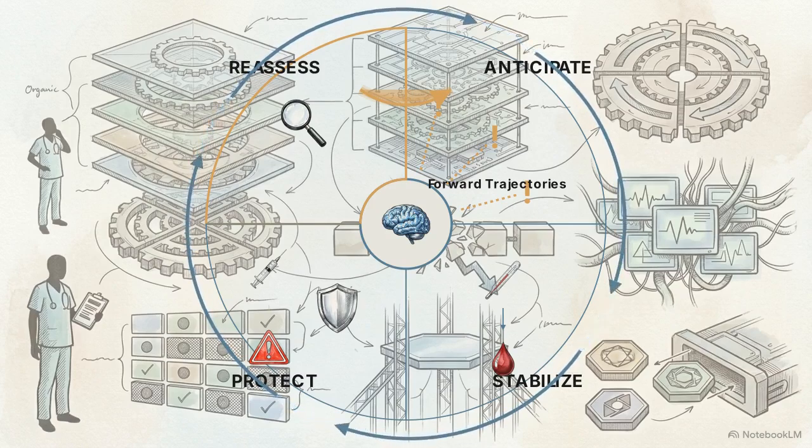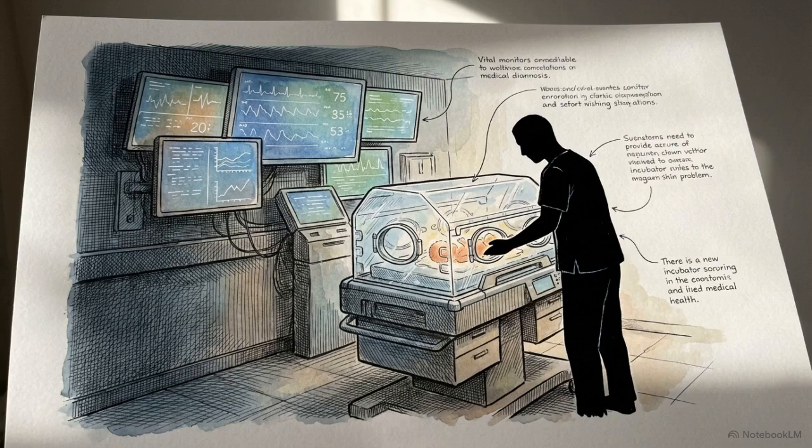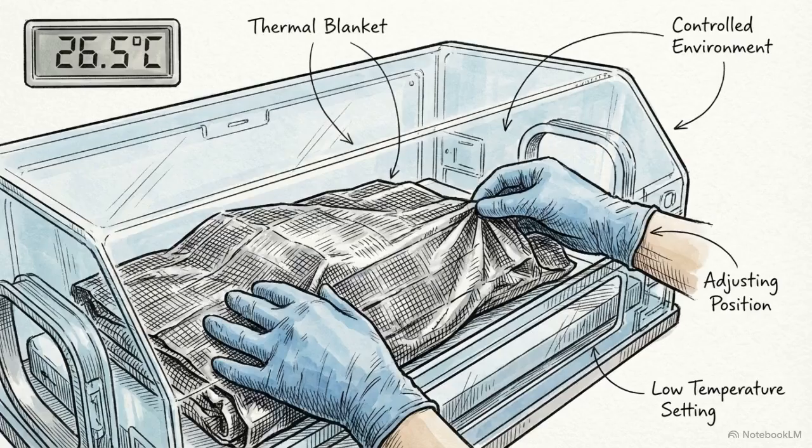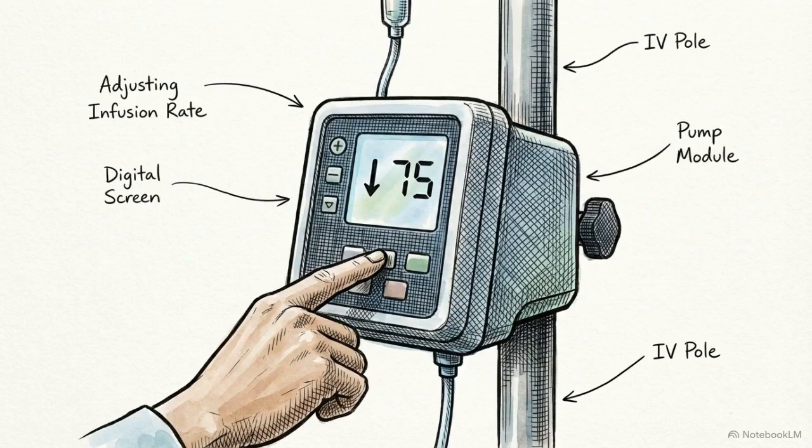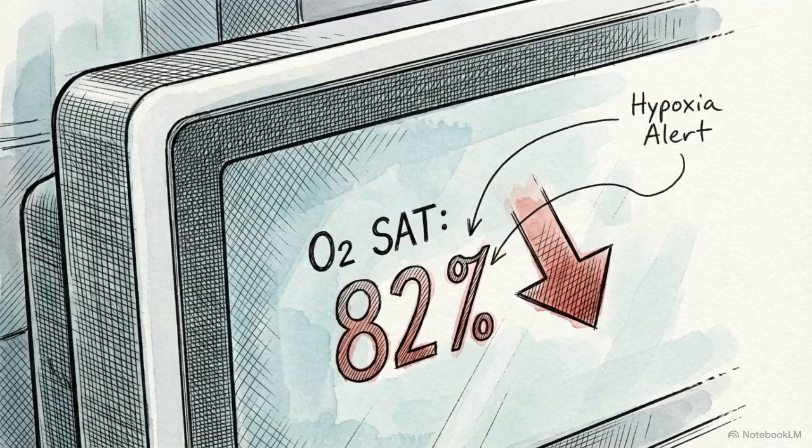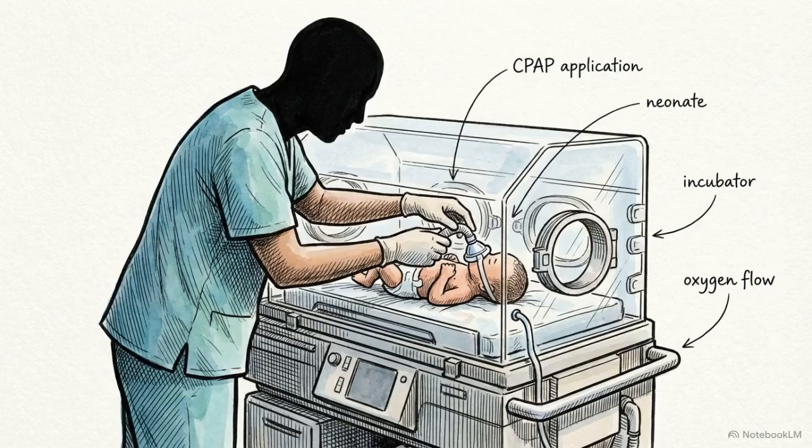To see how this functions in practice, we can track the timeline of a deteriorating septic 32-week infant. In the first 30-minute cognitive loop, anticipating sepsis risk leads the nurse to stabilize the infant's temperature. Simultaneously, in the protect phase, they restrict bolus fluids to avoid secondary volume overload in premature lungs. Moving into the second 30-minute loop, a reassessment reveals worsening respiratory status. This immediately triggers a new, rapid stabilization phase involving CPAP application.